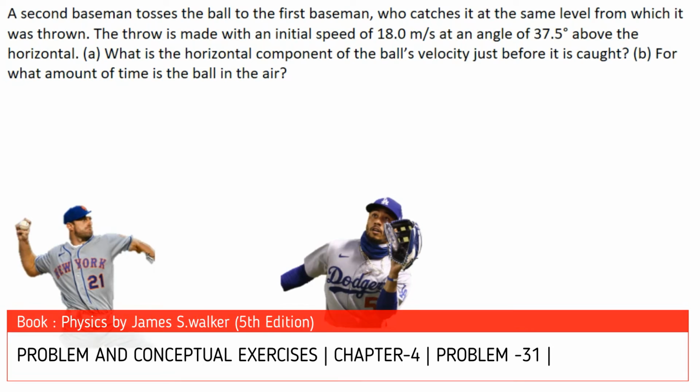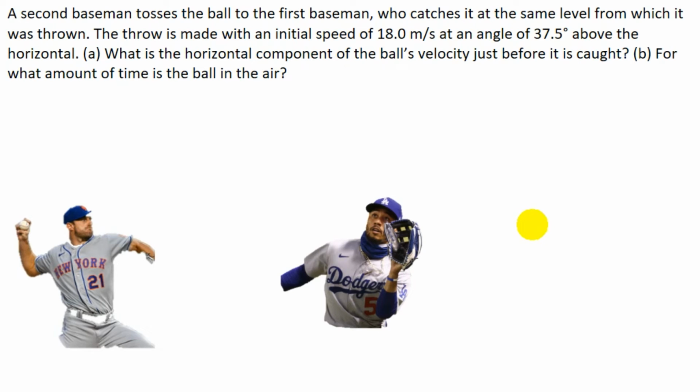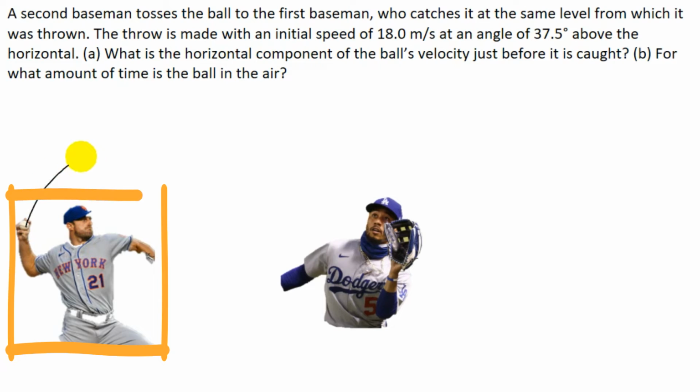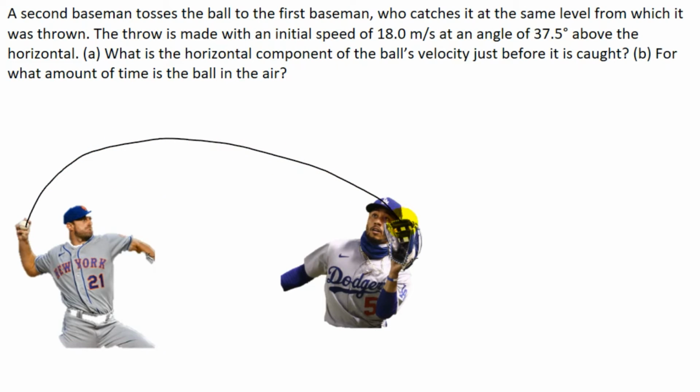So in this question we are given that a second baseman tosses the ball to the first baseman, who catches it at the same level from which it was thrown. So this player throws the ball like this, and it is caught by this first baseman at the same level. Now the ball was thrown at an initial speed of 18.0 meters per second and at an angle of 37.5 degrees above horizontal. Now there are two parts in this question that we need to solve.